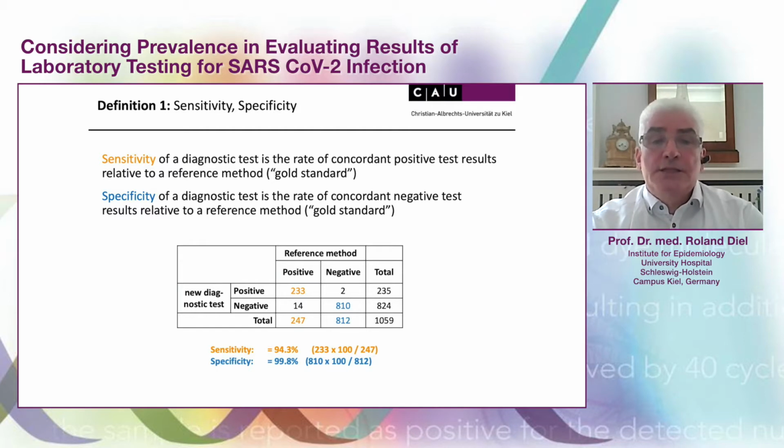Accordingly, sensitivity of that test is 94.3%, and specificity, calculated by dividing the number of test negatives by the total of all 812 persons without the infection, is 99.8%.